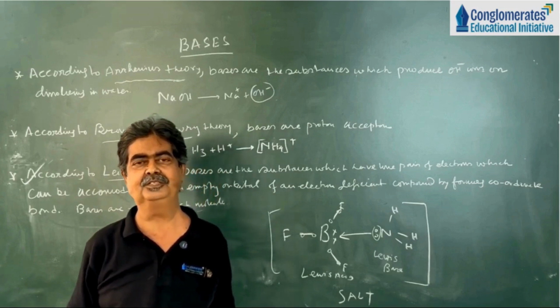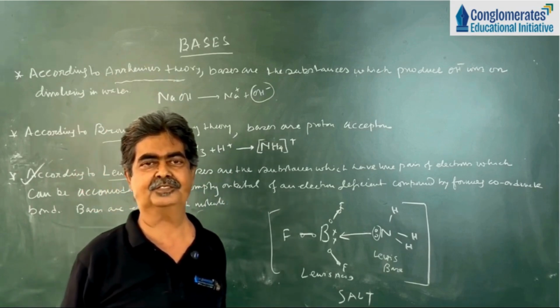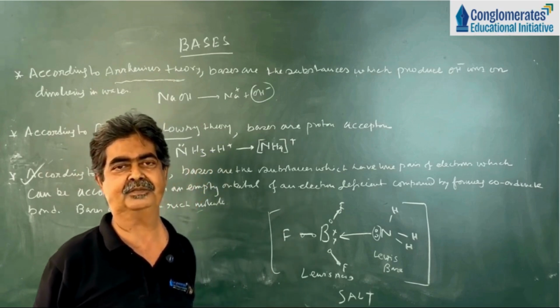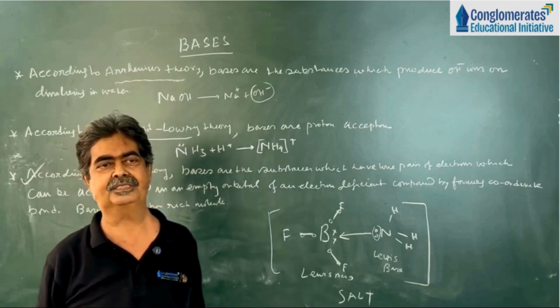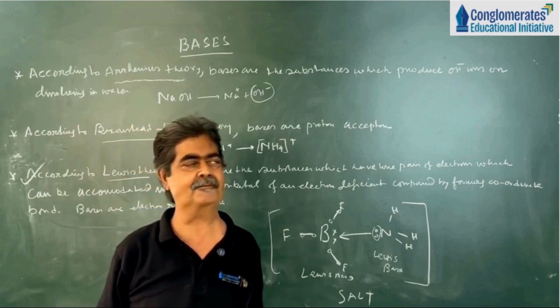As for example, sodium hydroxide, potassium hydroxide, barium hydroxide, they are strong bases because they are completely ionized. On the other hand, magnesium hydroxide, calcium hydroxide, zinc hydroxide, copper hydroxide, etc., are incompletely ionized, so they are weak bases.